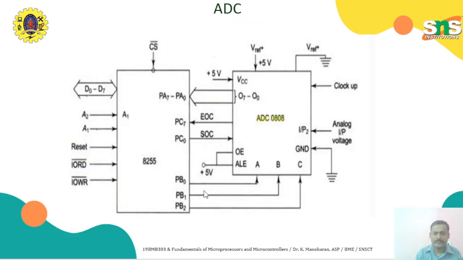Look at how it will be interfaced. We cannot directly interface an ADC with the microprocessor. That's why we are using the 8255, and we use port A as the data bus. For channel selection we use port B0, B1, B2. These 3 signals are used for selecting the particular channel. Port C pin PC0 is used as start of conversion, and PC7 is used for end of conversion.